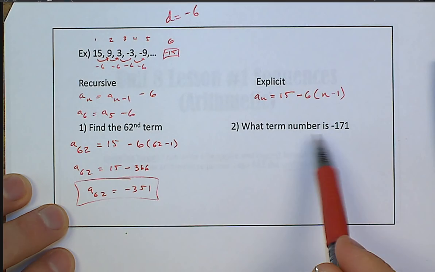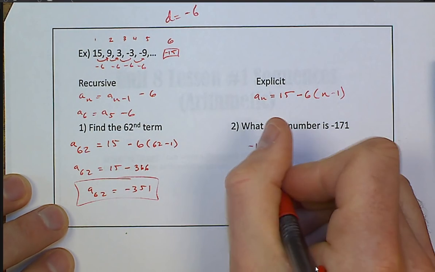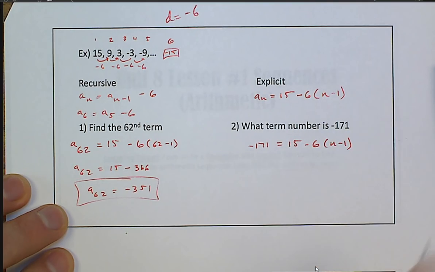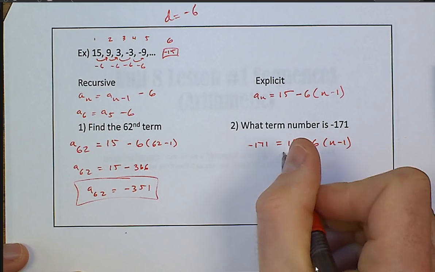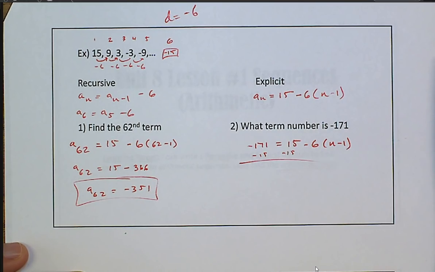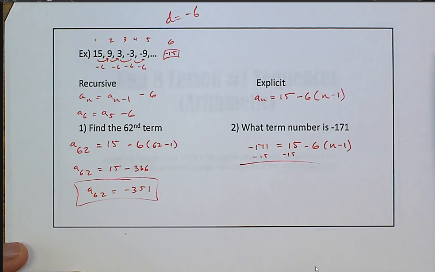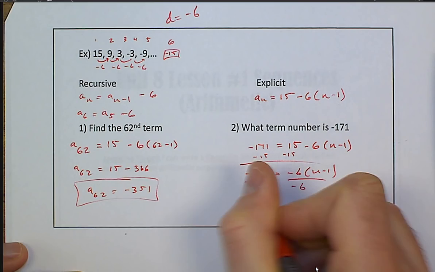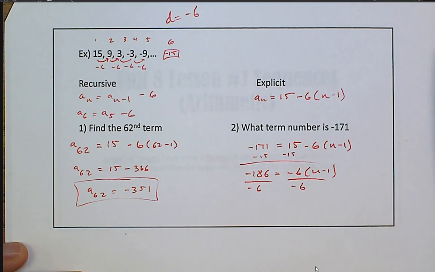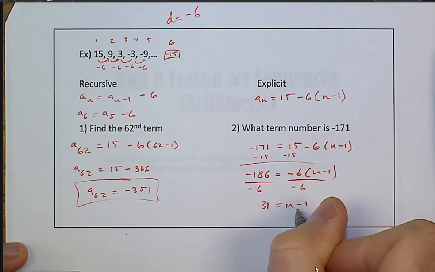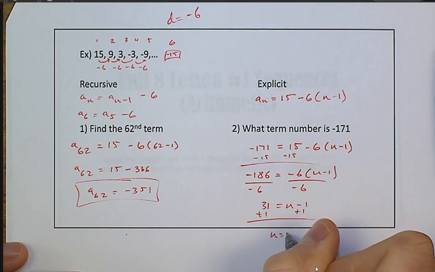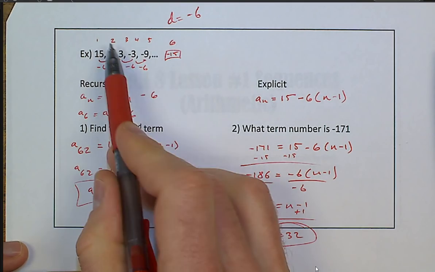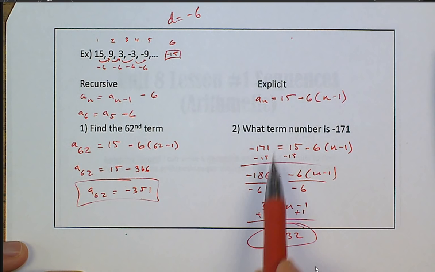What is term number negative 171? So negative 171 equals 15. I'm subtracting 6, and I want to figure out what term number that is. Remember, that's n. So I would subtract 15. So basically negative 171 subtract 15 is negative 186. And then I'm going to divide by negative 6 on both sides, and I get 31 equals n minus 1. And then add 1 to both sides, and I get n equals 32. And so what does that mean? That means the 32nd term, 1, 2, 3, 4, 5, 6, all the way to 32 would be negative 171.